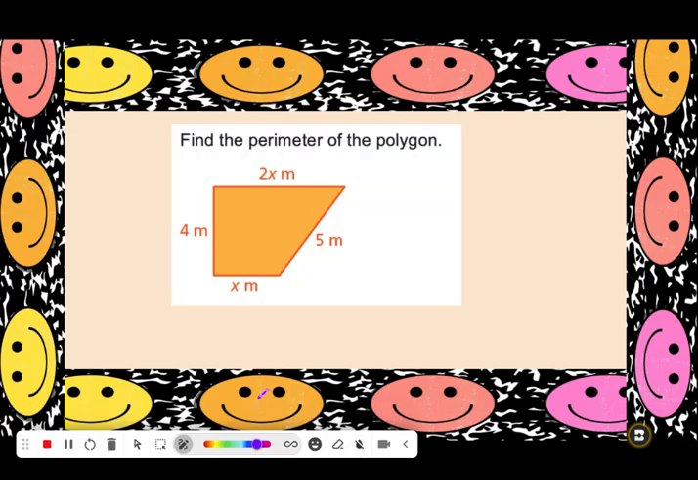Okay, find the perimeter of the polygon. I see it's labeled in meters. That's where the m's are, so don't get confused. That's just showing it's meters. So we have 2x. Perimeter means we add up all the outside numbers. Plus 5 plus x plus 4. There's my expression. Now I need to combine like terms.